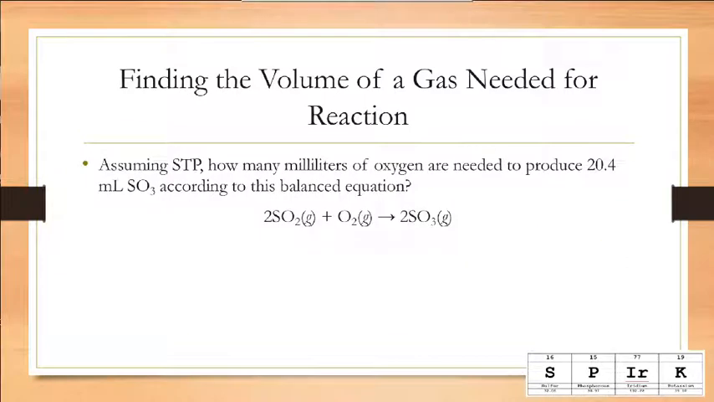So assuming STP, how many milliliters of oxygen are needed to produce 20.4 milliliters of SO3 according to this balanced equation? So we start with what we know, just like we've been doing. 20.4 milliliters of SO3. And now we know that there are 22.4 liters for every 1 mole. So we need to convert our milliliters to liters. There are 1,000 milliliters for every 1 liter.